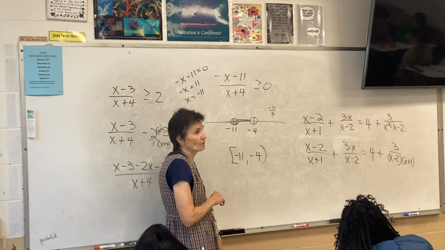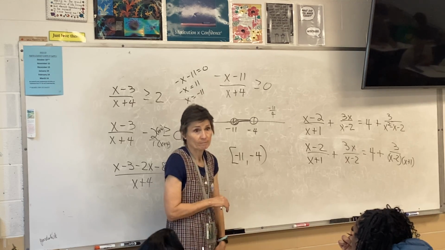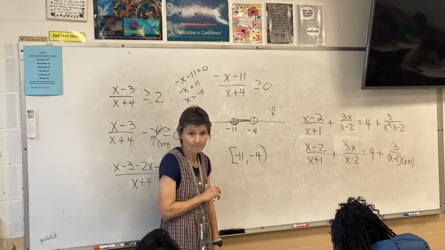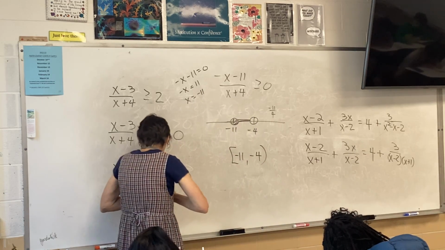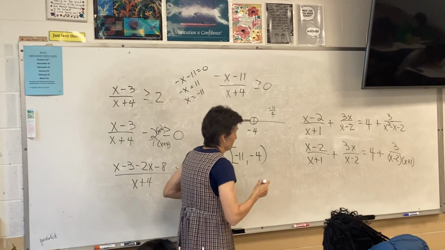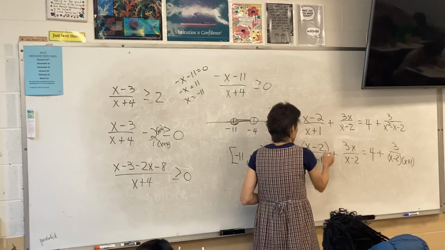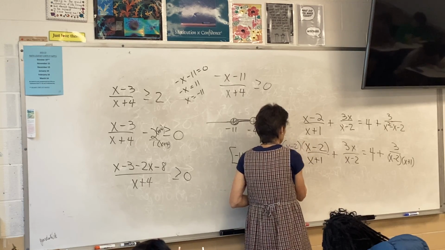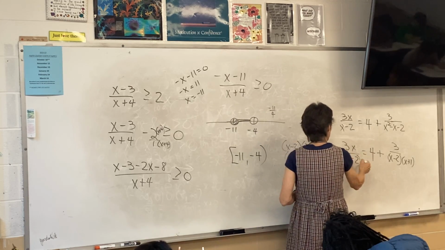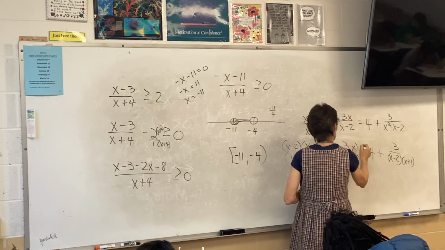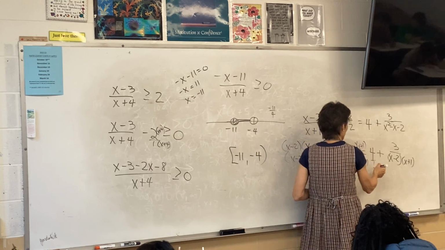Wouldn't it be great if all those denominators matched? Because then we could move on from there. So let's make the denominators match. So what will our common denominator be? Yep. So this one needs an x minus 2. This one needs an x plus 1. And oh man, this guy needs both, right?